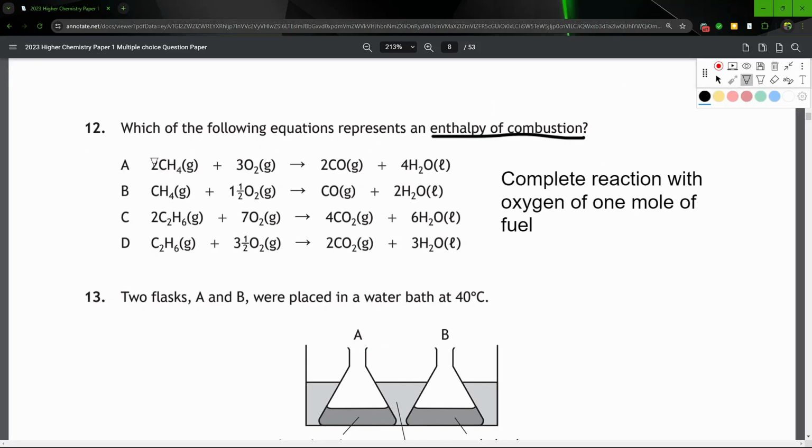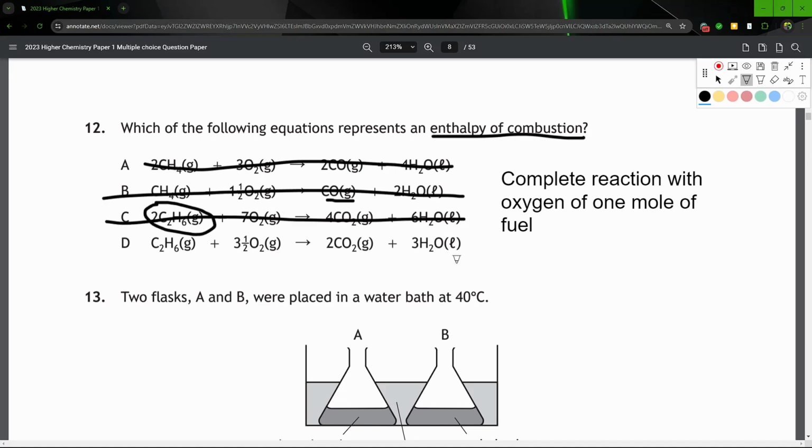So already, A is garbage, as it's 2 moles of fuel. B maybe looks promising. You've got 1 mole of fuel reacting with oxygen, but it gives carbon monoxide. Horrific. Carbon monoxide is only generated during incomplete combustion, because you're supposed to get carbon dioxide. So B can't be right either. C, 2 moles of fuel. Can't be having that. And we go on to D, 1 mole of fuel, carbon dioxide, complete combustion. It's D.